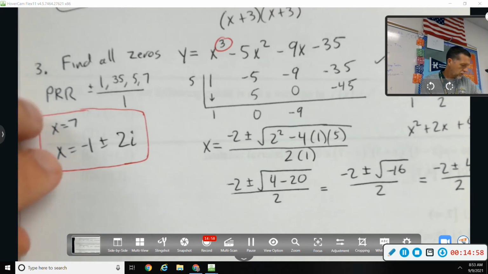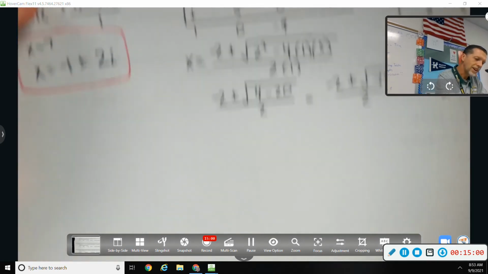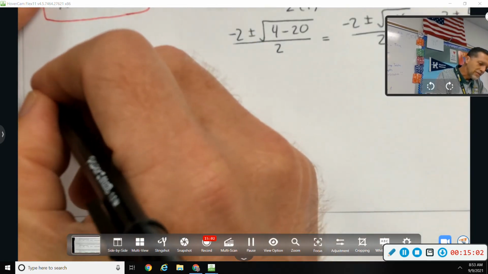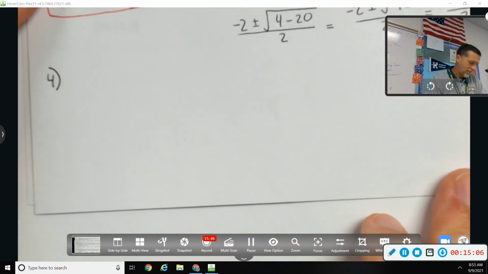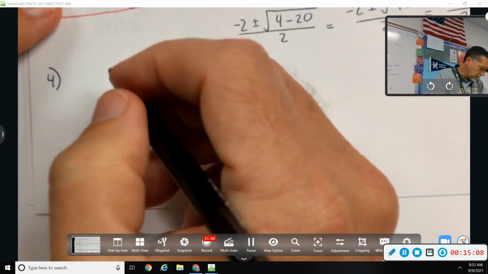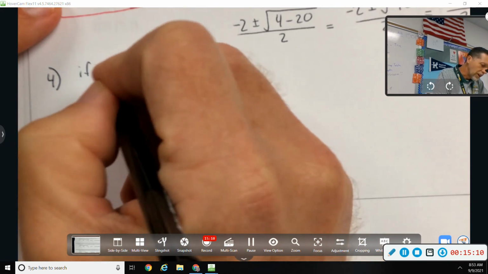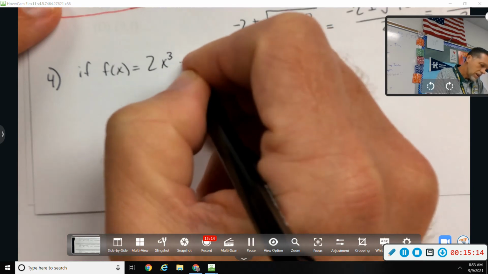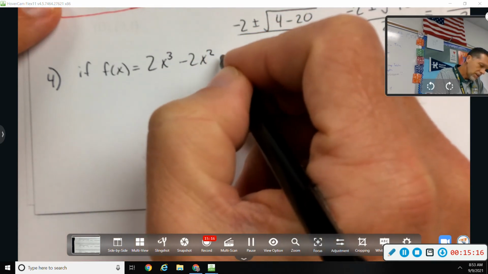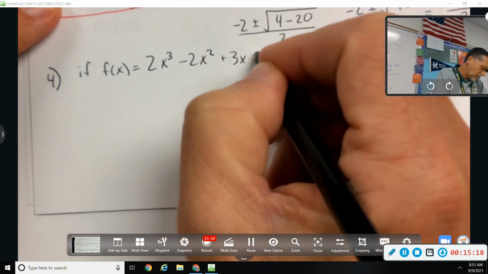Alright, I got about half an inch. I got an inch on one side and a quarter. I got an inch and a half left here. I think this one will be a little quicker. If f of x equals 2x cubed minus 2x squared plus 3x plus k.